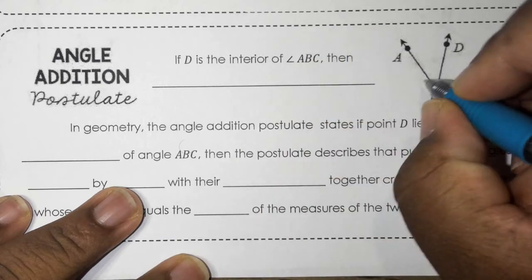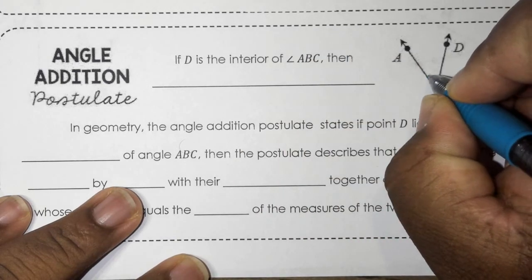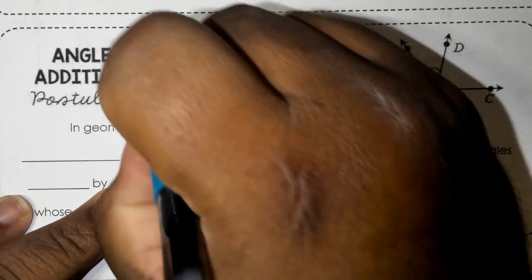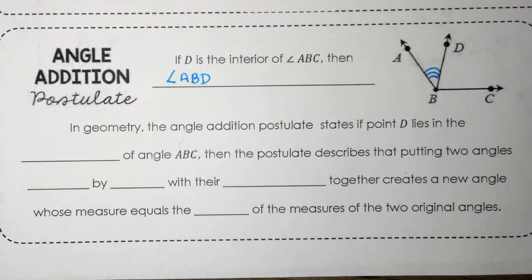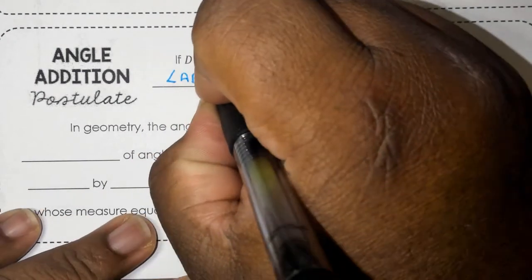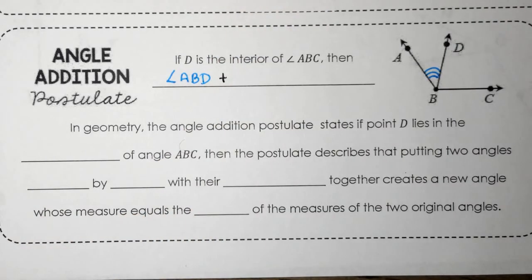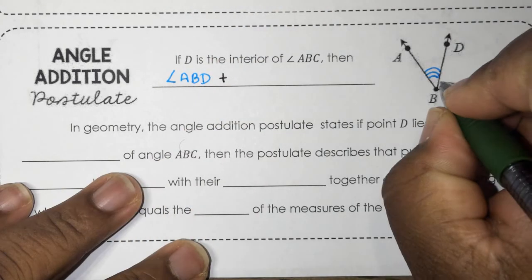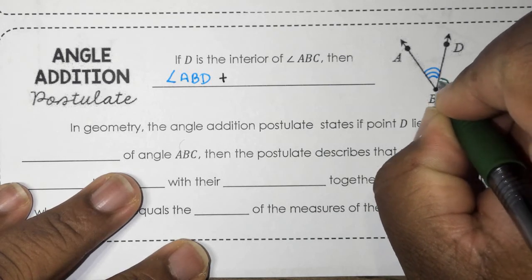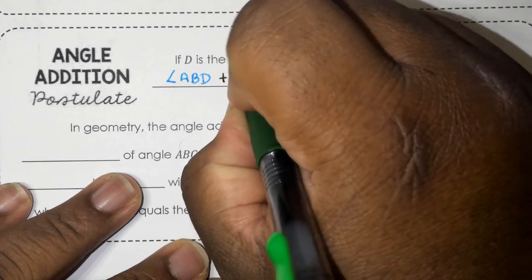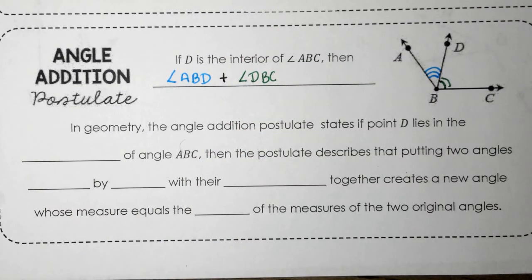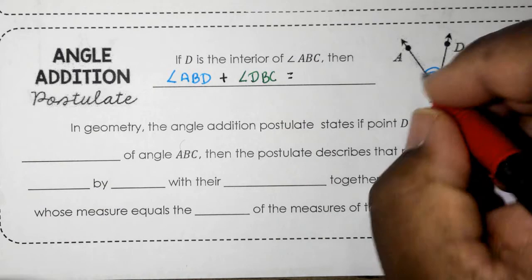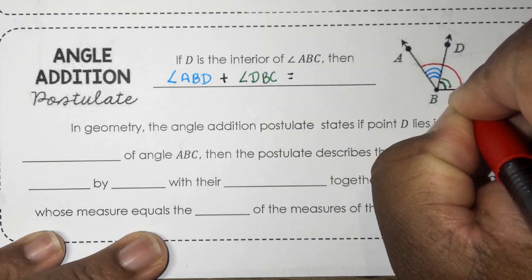that angle ABD, and I'm going to mark them as I go. I'm going to color code for y'all too. Angle ABD plus angle DBC is equal to angle ABC.